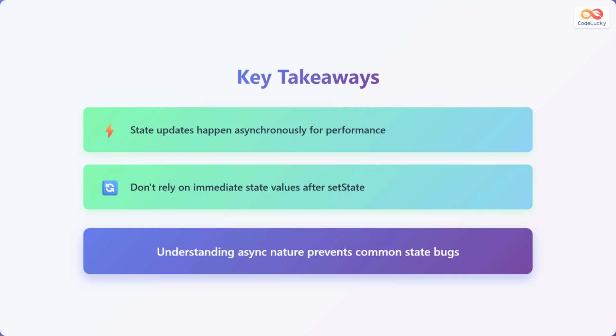Here are the key takeaways from this discussion. First, state updates happen asynchronously for performance reasons. Second, avoid relying on immediate state values after calling setState. Understanding the asynchronous nature of state updates will help prevent common bugs and ensure your Node.js applications function correctly.